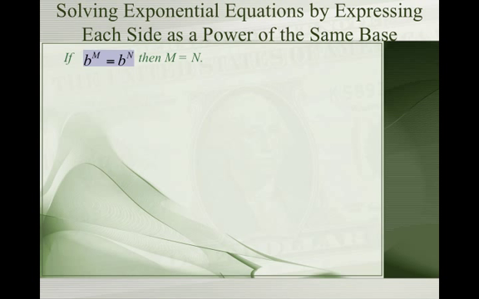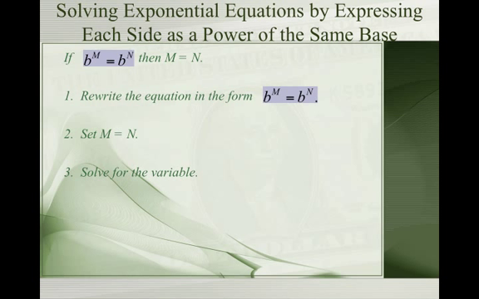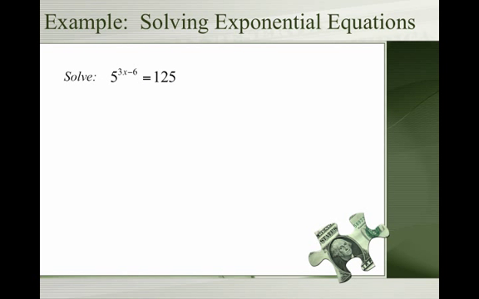So all that is fancy talk really for just saying that when the base of the exponent matches, we can just put the exponents themselves equal to one another. Again, if b raised to the m equals b raised to the n, then ultimately we know m equals n. And so we can rewrite an equation in the exponential form as simply m equals n, and solve for whatever variable we're asked to solve for. All right, so here, let's look at an example.